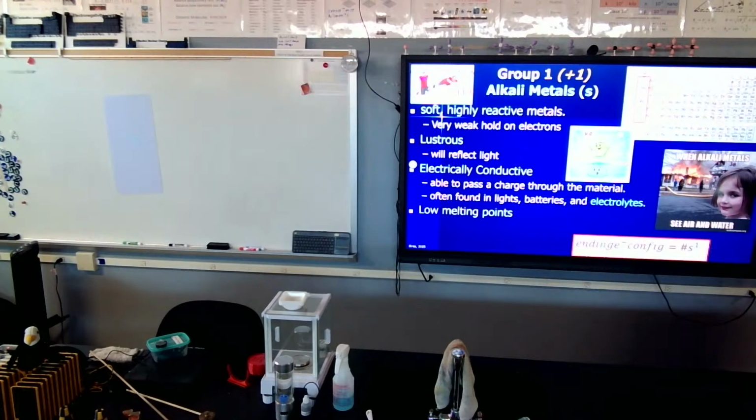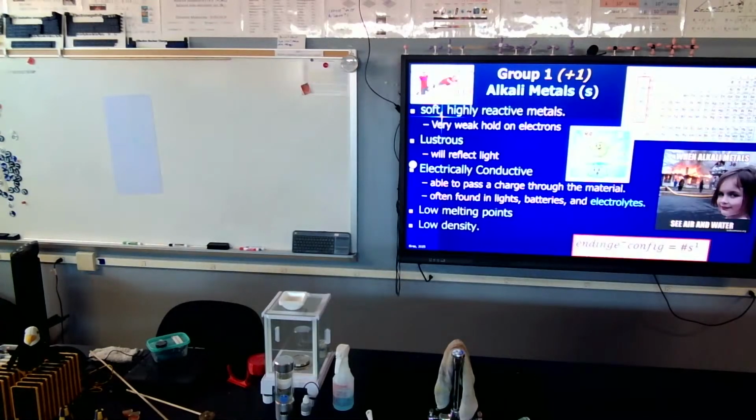They have low melting points. I'll show you this later. Common reactions are in January. In January, I'll show you how easy it is to melt sodium. It's really easy. It doesn't take much at all. You could do it with a spoon on a flame.